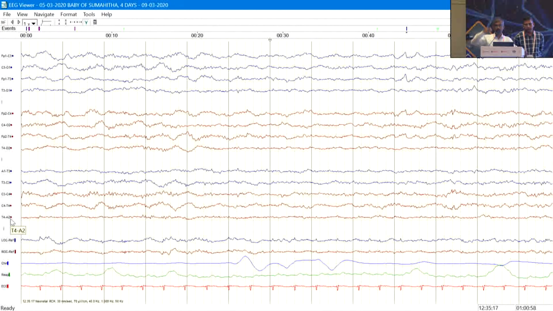So that is where most of your EEG activities happen. So you can correlate the activity in the transverse as well as longitudinal montage. So we keep these side by side in the same page, apart from the polygraphic channels that we described.